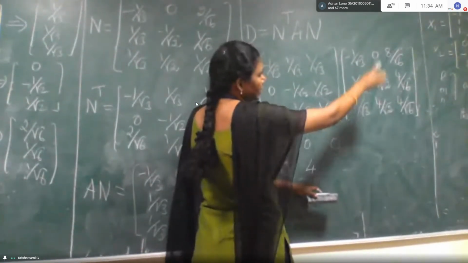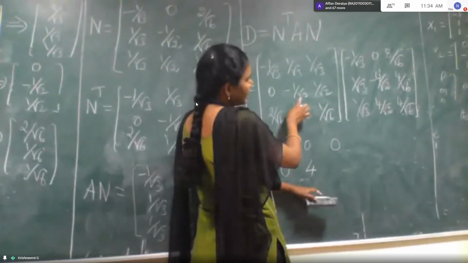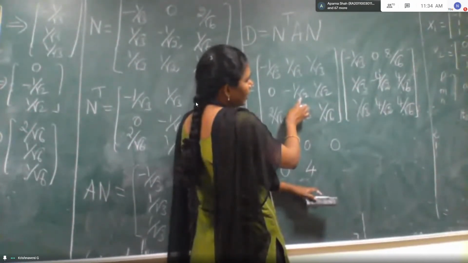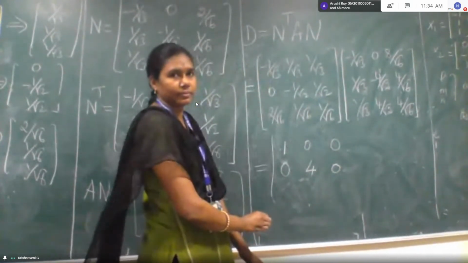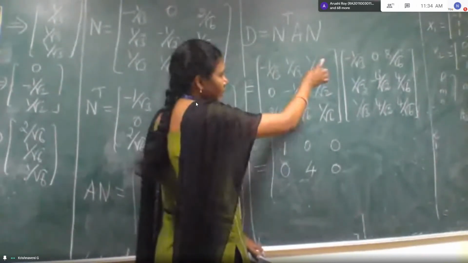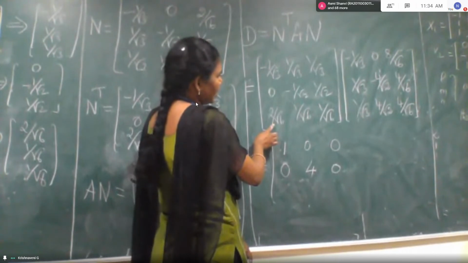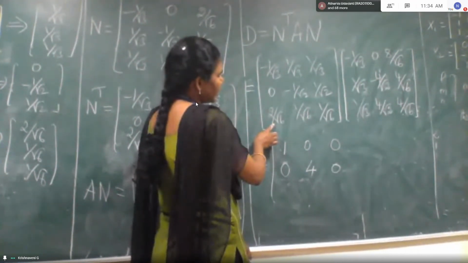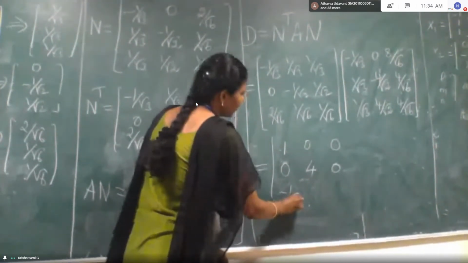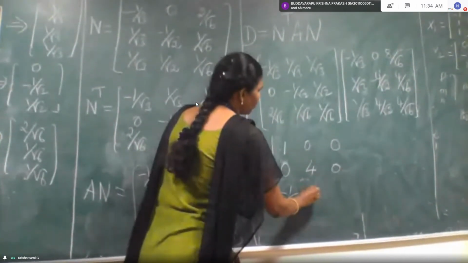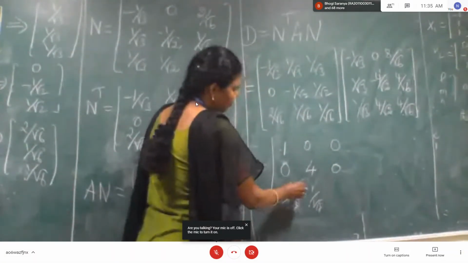Second row, third column. First element is 0 minus 4 by root 12 plus 4 by root 12, that is 0. Okay. Third row, first column: minus 2 by root 18, 0 plus 1 by root 18 plus 1 by root 18. Yes, 0. Okay, that is 0.